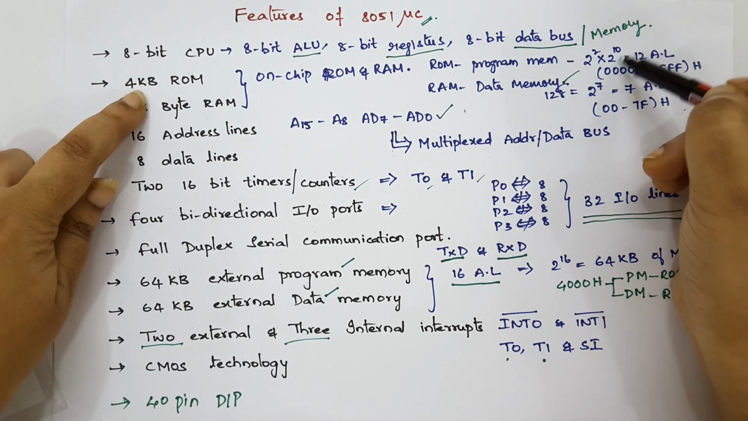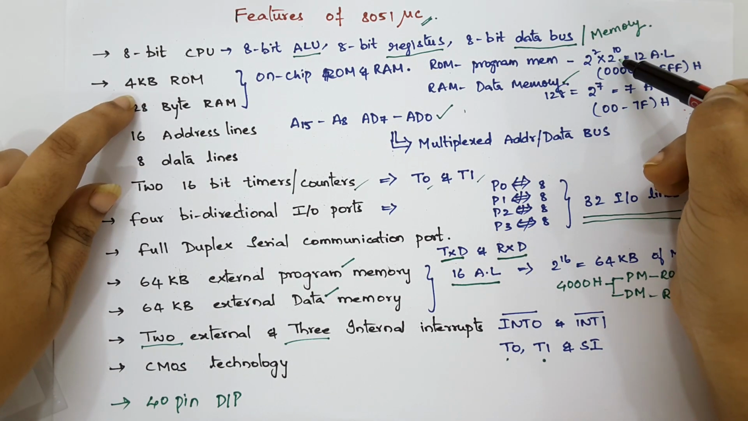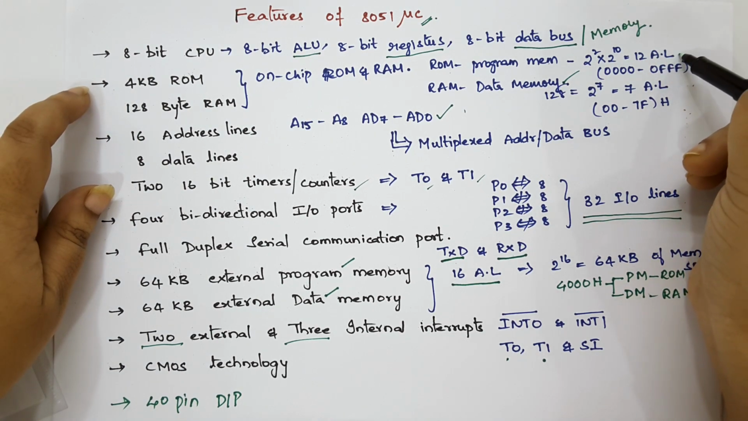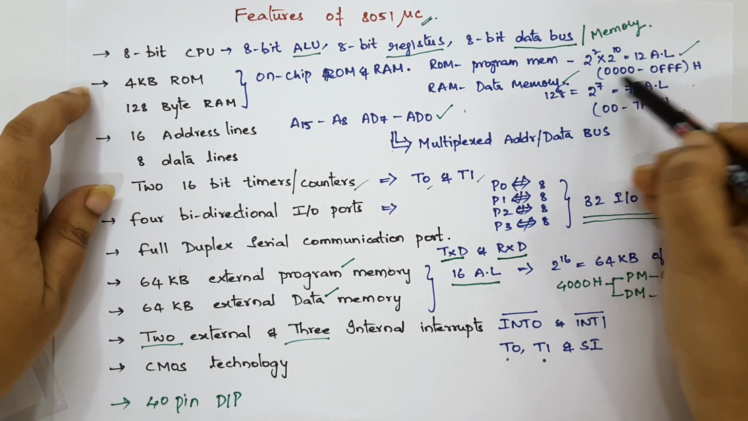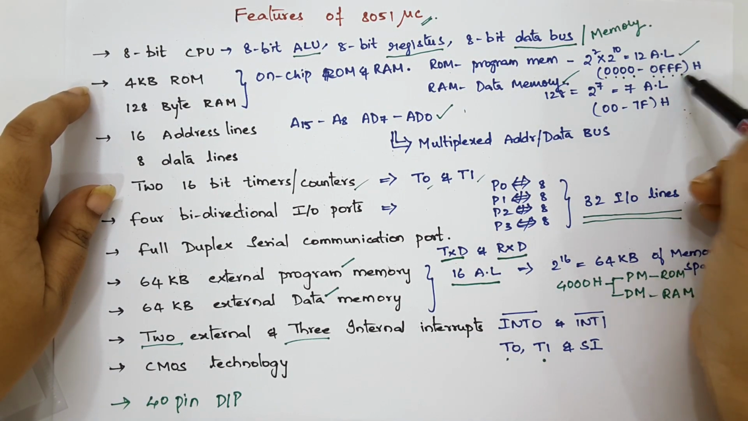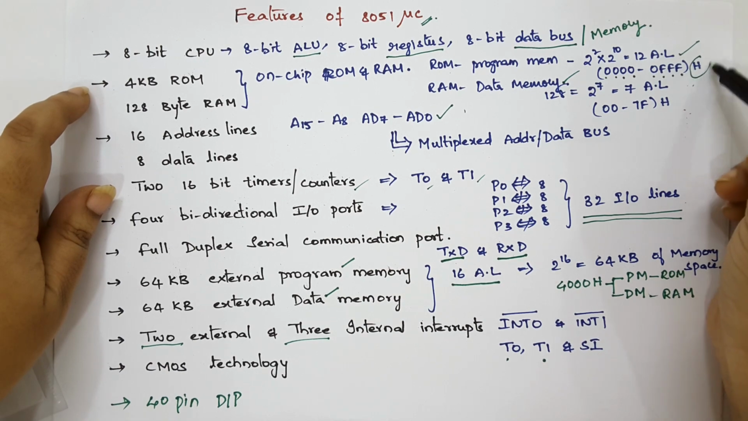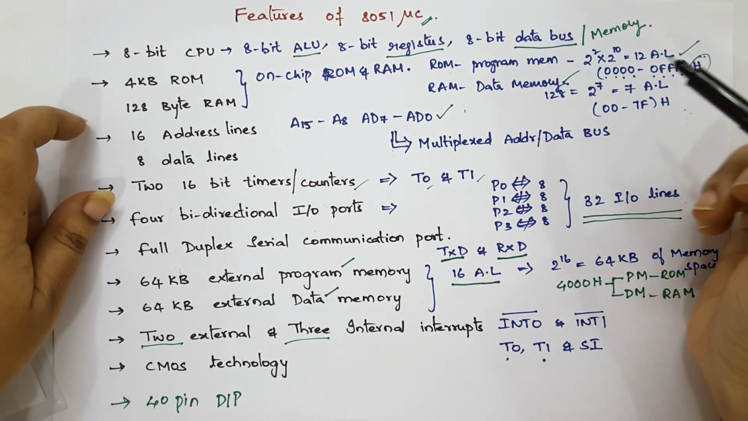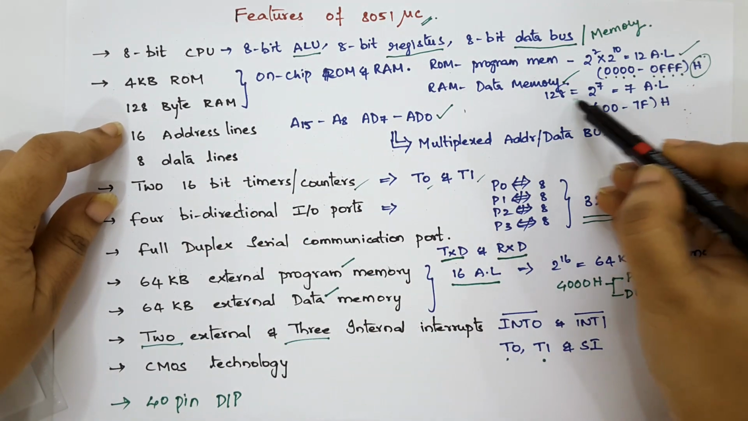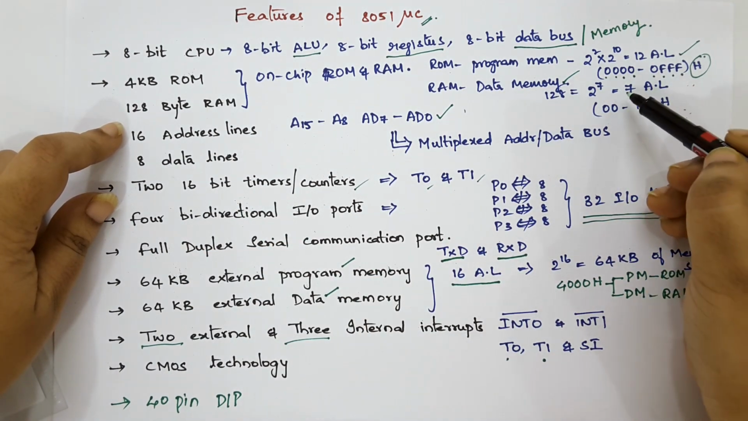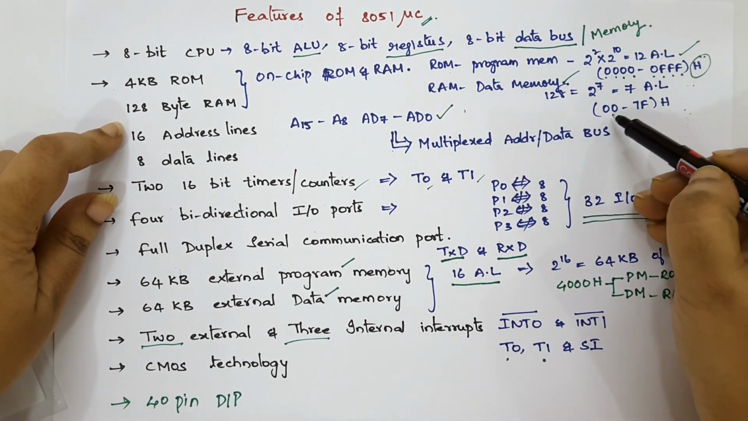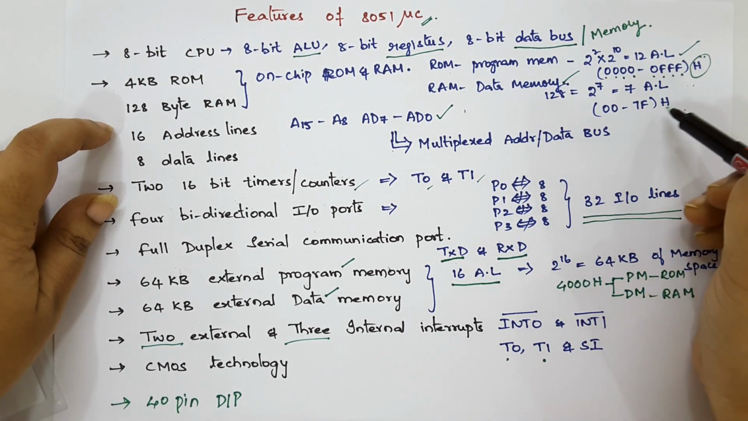K is 2 power 10. So 2 power 2, 2 power 10. So how many address lines do I need? 12 address lines. So the address range starts from 0000 to 0FFFH. So H stands for hexadecimal number. 128 byte of RAM. So 128 is equal to 2 power 7. So 7 address lines. So the RAM address range is from 00 to 7FH.